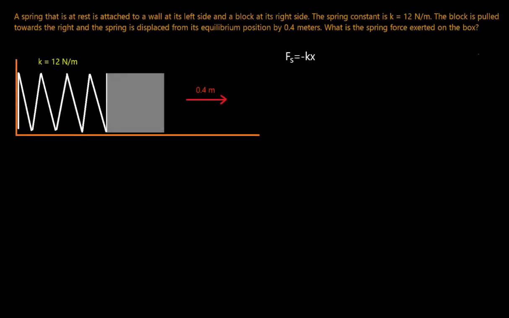This problem states a spring that is at rest is attached to a wall at its left side and a block at its right side. The spring constant is equal to 12 newtons per meter. The block is pulled towards the right and the spring is displaced from its equilibrium position by 0.4 meters. And the problem asks us, what is the spring force exerted on the box?